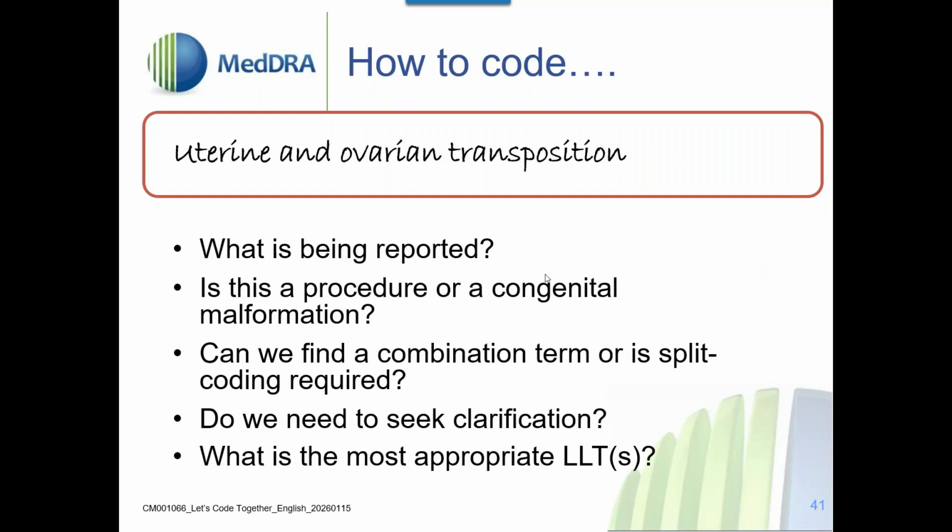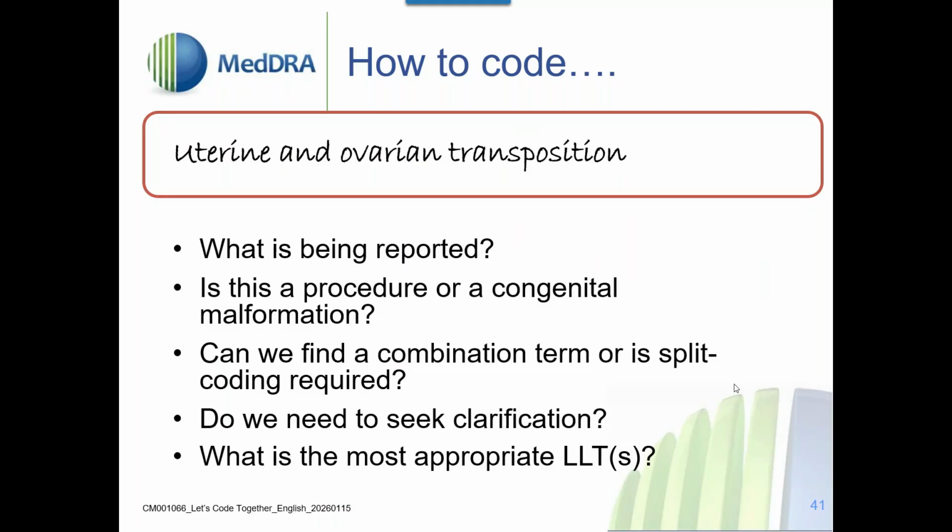So the next one was another example that we were sent very recently, just a week or two ago. Uterine and ovarian transposition. What is being reported here? Is it a procedure or is it a congenital malformation? Transposition means moving something from one place to another, or something being in the wrong place. So it could be congenital.